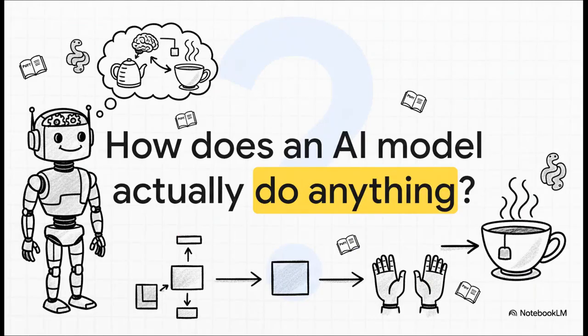So, let's start with a really simple question. How does an AI model actually do, well, anything? I mean, picture this. You've got a robot standing in your kitchen. You tell it, hey, go make me a cup of tea. How does that command, that digital thought inside its AI brain, turn into a real physical action?